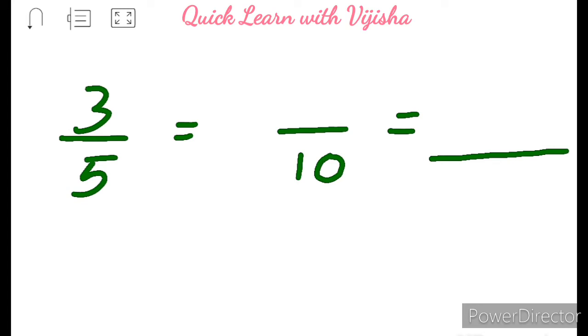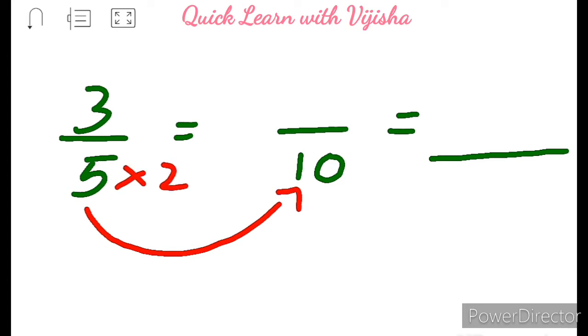Question is 3 upon 5. Now the denominator is converted as 10. So in 5's table, 10 comes at which place? 2 times. 5 2s are 10. So in the numerator also you will multiply by 2. So what is the answer you are getting? 3 2s will become 6. Now it has become 6 upon 10.